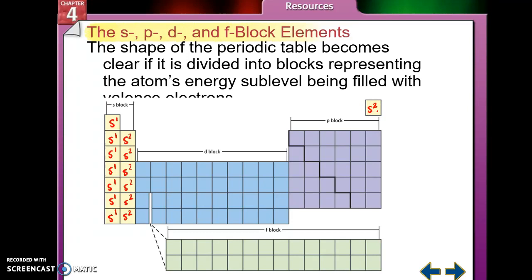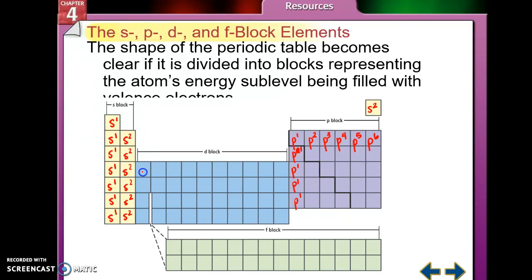The reason that the p block is 6 wide is because it can hold up to 6 electrons. So this would end up p1, p2, p3, p4, p5, p6. Go back and check. If you look at carbon, carbon is the second element in the p block on that first row, and it ends in p2.